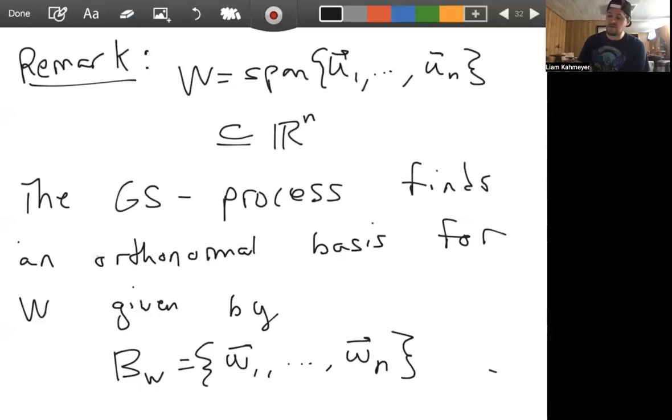And this U1 through UN is a basis too, because we started with the assumption that they're linearly independent, but we want an orthonormal basis, right? And so this gives us a way of finding a more convenient, or an easier, quote unquote, nicer basis. Okay, so that's a remark I wanted to make.